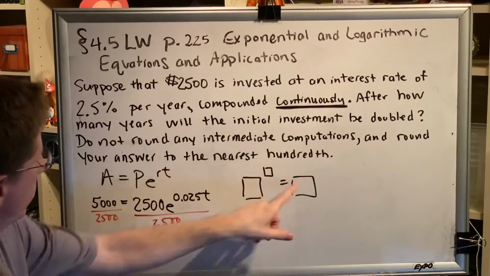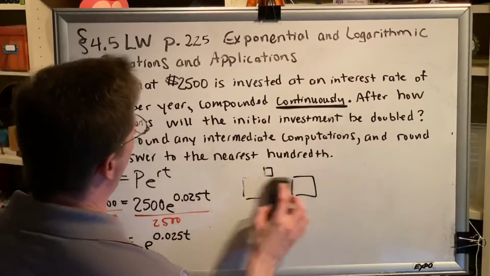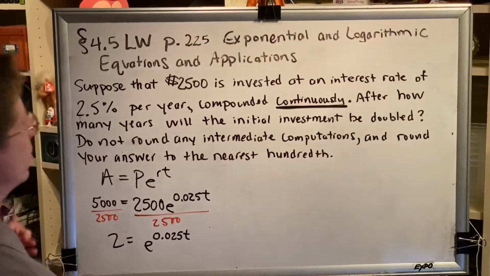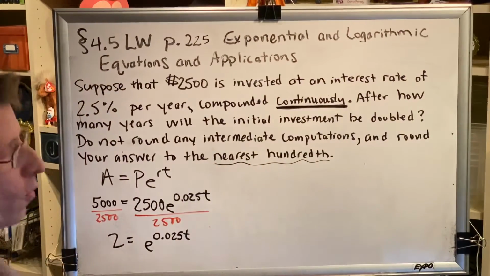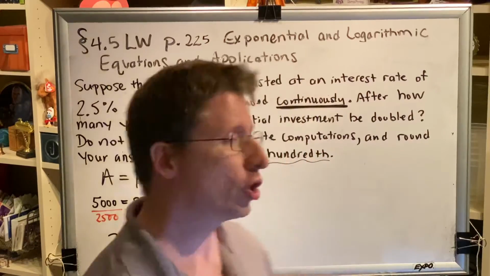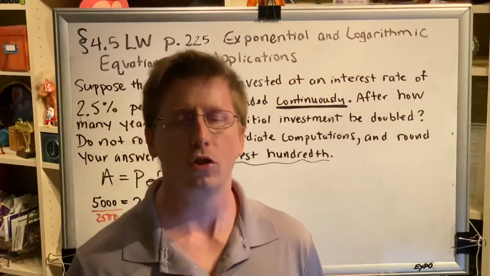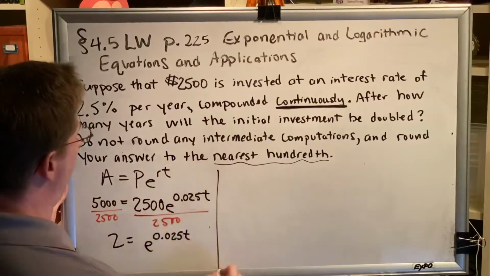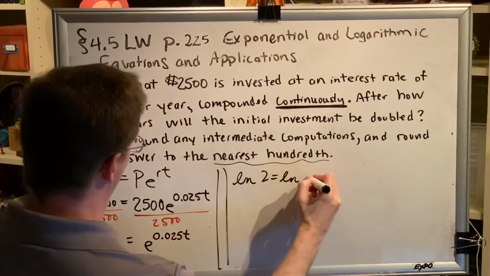Base raised to exponent equals something. So the method we use to solve a problem of this type is take the log of both sides. Because this question asks us for a decimal, if it tells us to round to the nearest hundredth, then we need to take the log base 10 of both sides or the log base e of both sides. It's our choice. But because this problem includes base e, it's logical to choose the natural log, the log base e. So we're going to take the natural log of both sides. So then we'll have the natural log of 2 equals the natural log of e to the 0.025t.